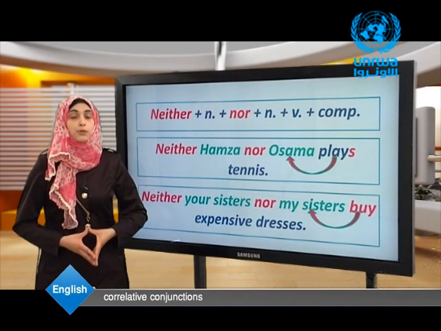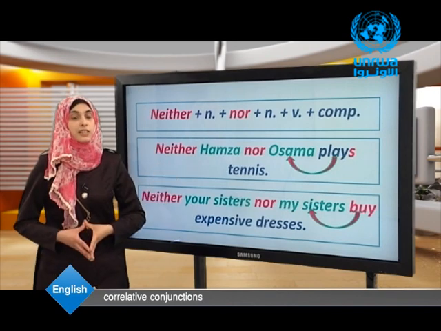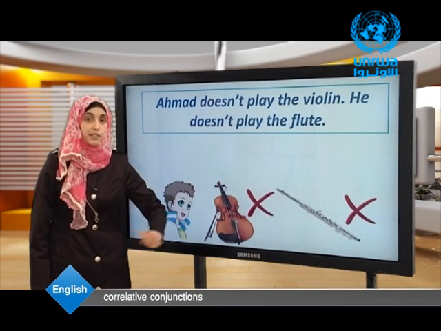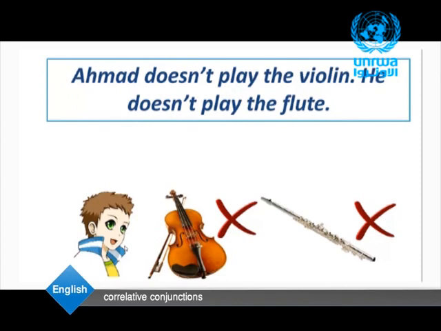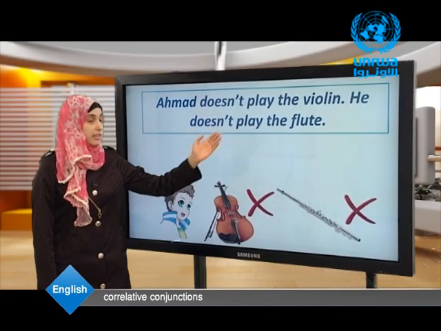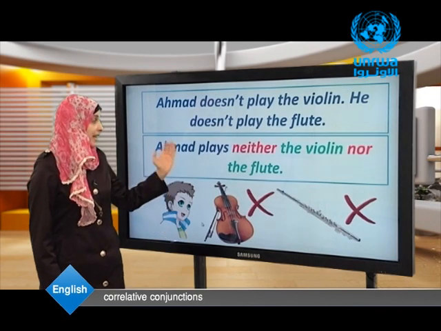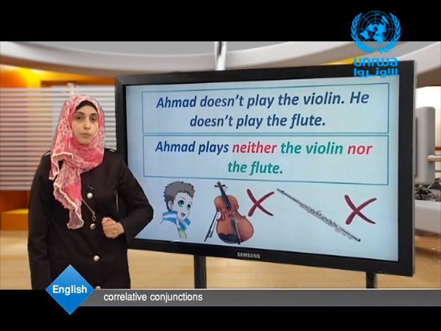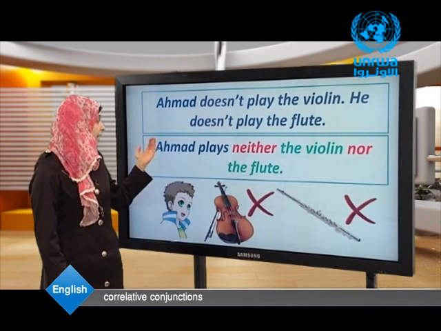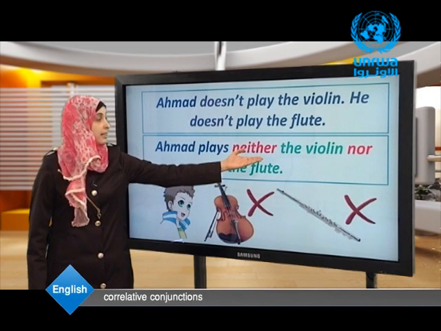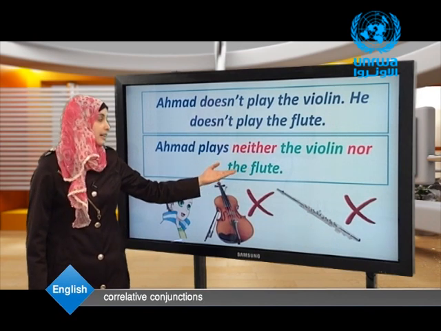We have seen that we can use neither at the beginning of the sentence. Can we use neither in the middle of the sentence? Let's see. Look at Ahmed here. We have two musical instruments. The question is, does Ahmed play the violin? Ahmed doesn't play the violin. What about the flute? He doesn't play the flute either. So, Ahmed plays neither the violin nor the flute. We have one person, Ahmed, and we have two musical instruments, and none of them he can play. We have used neither before the first noun, the violin, and then nor, and then the second noun.